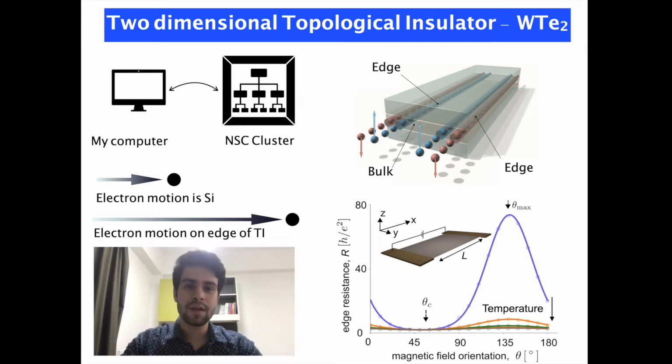Hi, I'm Arpit, a second year PhD student in physics, and my PhD revolves around tungsten telluride, which is a two-dimensional topological insulator. And recently, it has shown robust topological states up to temperatures of 100 Kelvin.